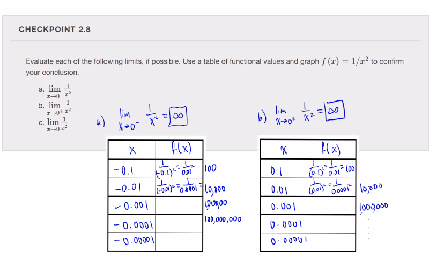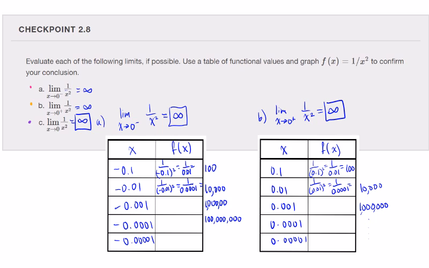All right, and so now in this case, the limit from the left is the same as the limit from the right. And since they both equal positive infinity, that means the overall limit is going to also equal positive infinity. Okay? All right, so that's how we do limits towards infinity.